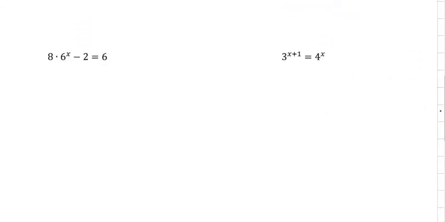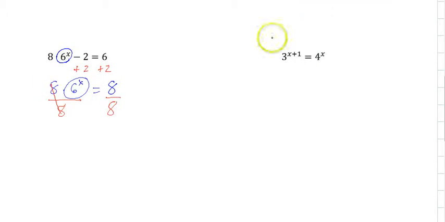Alright. What if it's in this form? So it's not already set up as one exponential. So what you have to do is solve. And I like to circle it. And you treat this one just like it's the x. So that means you have to add 2 to both sides. So we get 8 times 6 to the x equals 8. And then divide by 8. So that's 6 to the power of x equals 1.